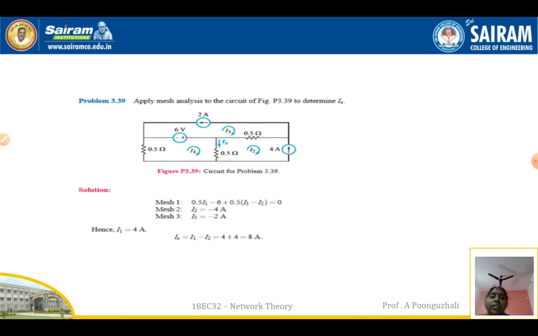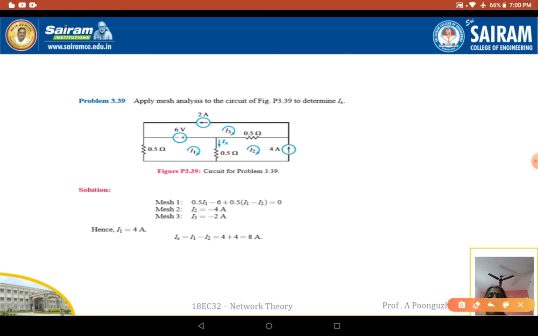So you apply a mesh analysis and determine that. The same procedure we have to follow, but in this case your current is going to be 2 amps. So I3 is nothing but minus 2 amps here. I2 is nothing but opposite direction, so it is minus 4 amps.